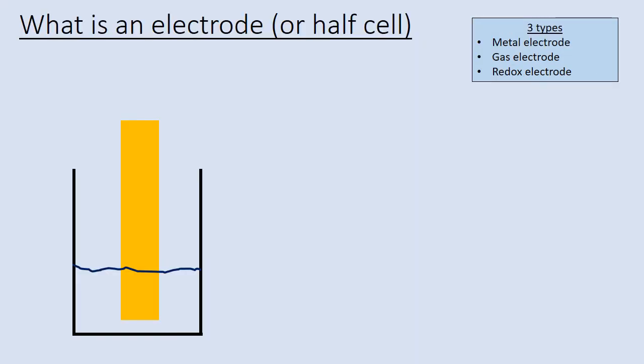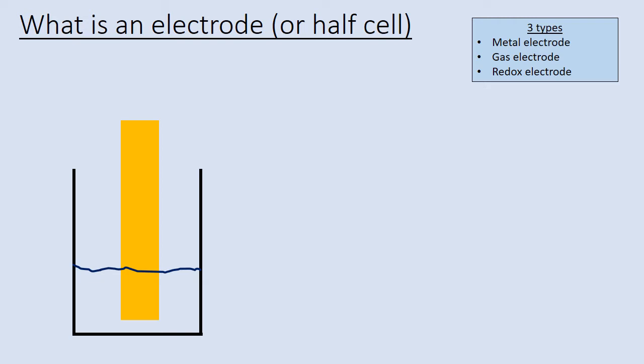So let's look at what an electrode is. An electrode is a conductor of electricity, and it's where the exchange of electrons will take place. You may recall from GCSE that you looked at cathodes and anodes. Now we won't use those terms in this section. We're just going to look at what actually happens at the electrode. So we're going to look at 3 types: metal electrodes, gas electrodes and redox electrodes.